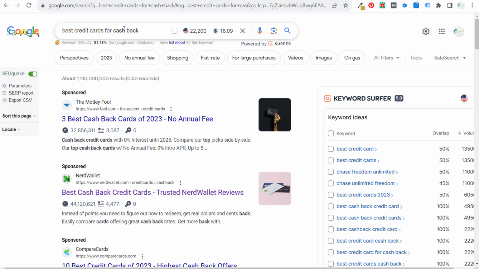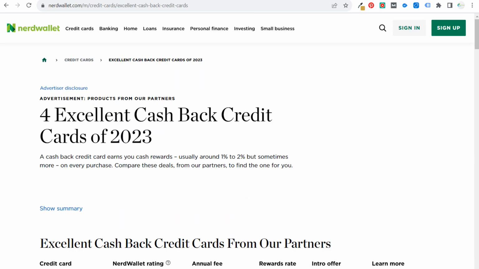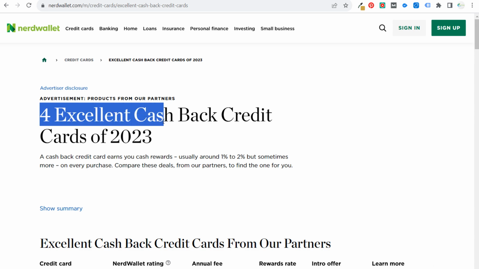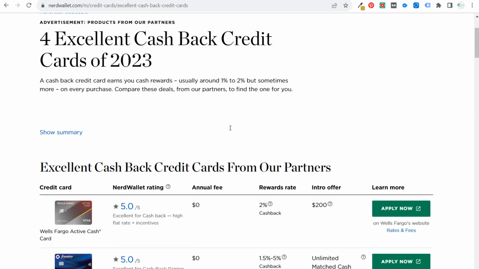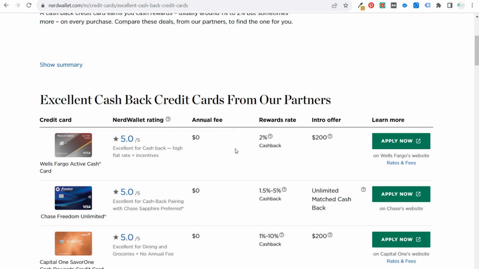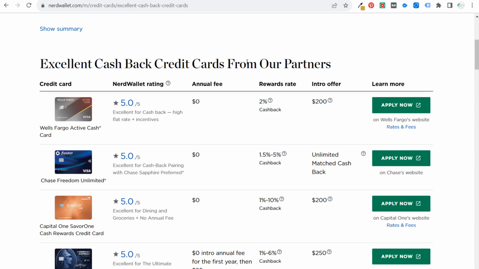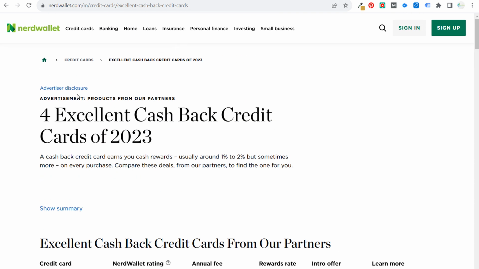Same thing, best credit cards for cashback. Obviously they need to send me to a credit card for cashback page. Their advertisement is very, very relevant. If we come over here to the cashback credit cards, 4 excellent cashback credit cards of 2023. We scroll down, there's 4 different ones here: the NerdWallet rating, annual fee, rewards rate, intro offer. Let's apply now and sign up for one of these credit cards. And NerdWallet earns from their affiliate relationship with this company.